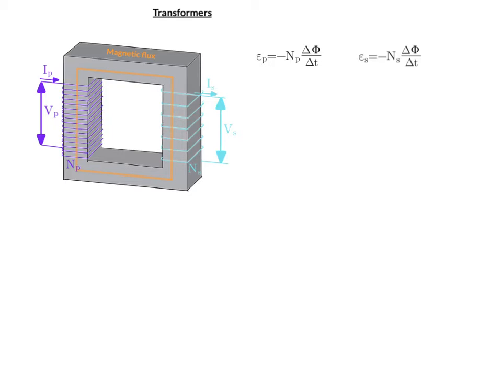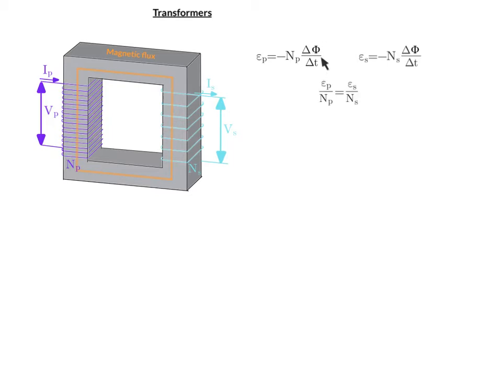So the EMF of the primary is the negative number of turns in the primary times the magnetic flux change with respect to time. So this is Faraday's law. Well, the same kind of thing applies for the secondary, where we have the EMF in the secondary is the negative number of turns in the secondary times the change of magnetic flux through the secondary as a function of time.